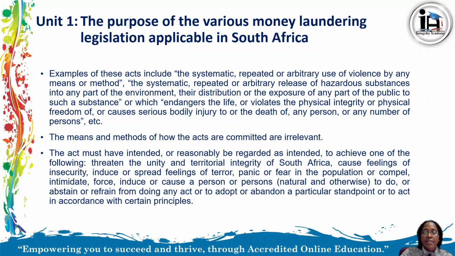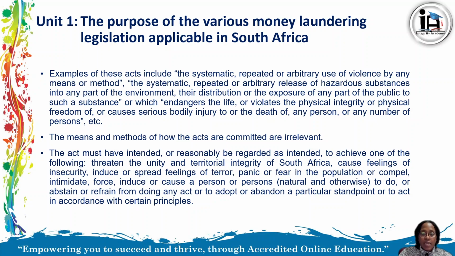Examples of these acts include the systematic, repeated, or arbitrary use of violence by any means or method, the systematic, repeated, or arbitrary release of hazardous substances into any part of the environment, their distribution or the exposure of any part of the public to such a substance, or which endangers the life or violates the physical integrity or physical freedom of or causes serious bodily injury to or the death of any person or any number of persons, etc. The means and method of how the acts are committed are irrelevant.